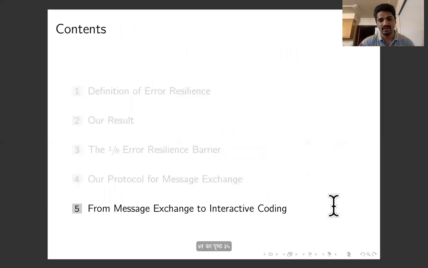Okay, so this was our description for our protocol for the message exchange task. And in this last section, I will go from this protocol for the message exchange task to an interactive coding scheme for all functions with only a constant overhead.